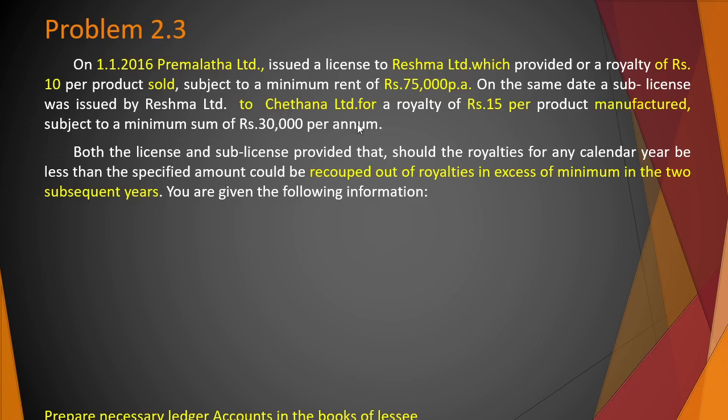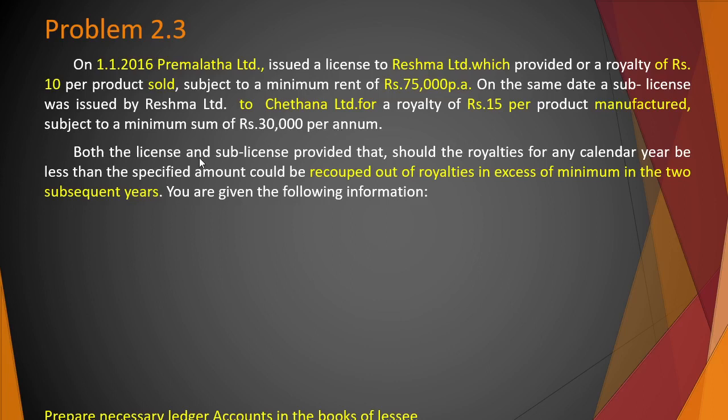So here, Premalata Limited, lessor, Reshma Limited, lessee, and we have one more person, Chaitanya Limited, the sublessee, for a royalty of rupees 15 per product manufactured. So here is the difference that you should consider. The royalty based on sales and the royalty based on manufacture. This is the major issue in this particular problem you need to consider. Of course, minimum rent 30,000 per annum.